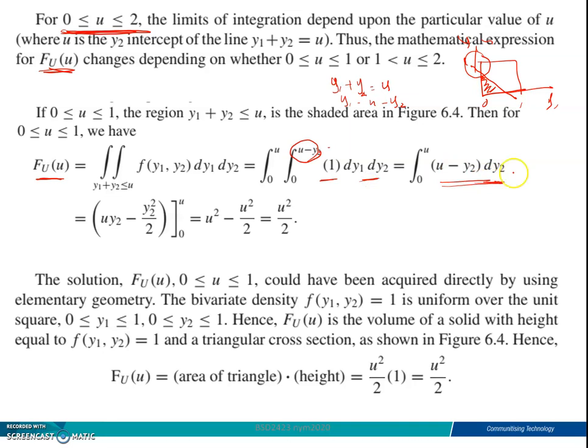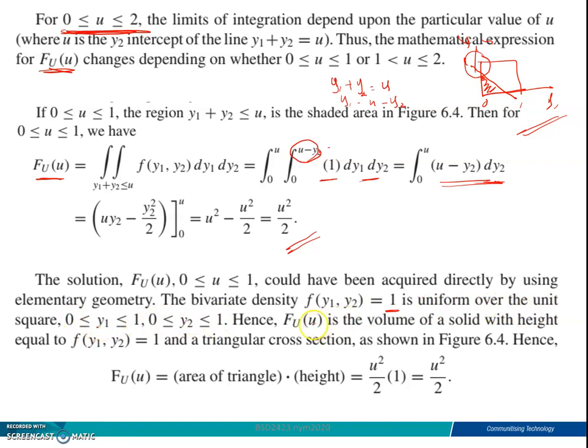Then you integrate with respect to y2, you substitute the value, and you get u²/2. So the solution for the distribution function of U for the limit 0 until 1 could have been acquired directly by using elementary geometry. The bivariate density for y1, y2 equal to 1 is uniform over the unit square, because we have 0, 1, 0, 1.